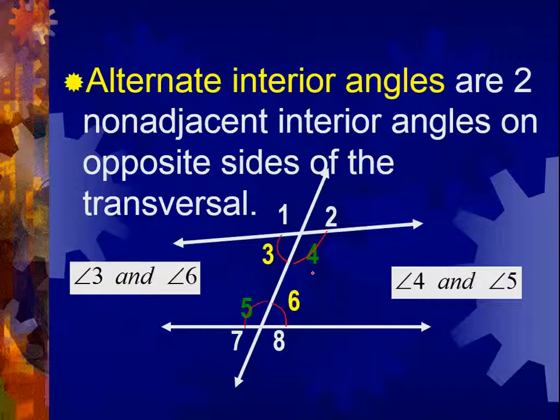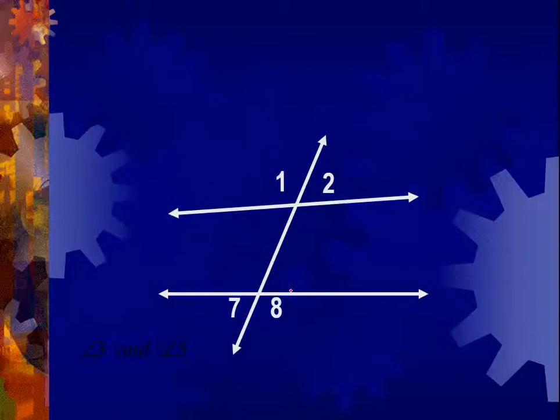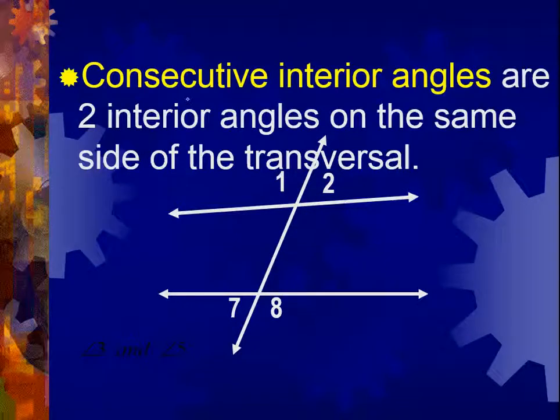Everybody got it? 3 and 6, 4 and 5. Consecutive interior. So we're still inside here, but this time we're on the same side of the transversal. Consecutive just means one right after the other. So if we start here, we just keep going, and the next one that's inside these two would be consecutive interior. So 3 and 5.